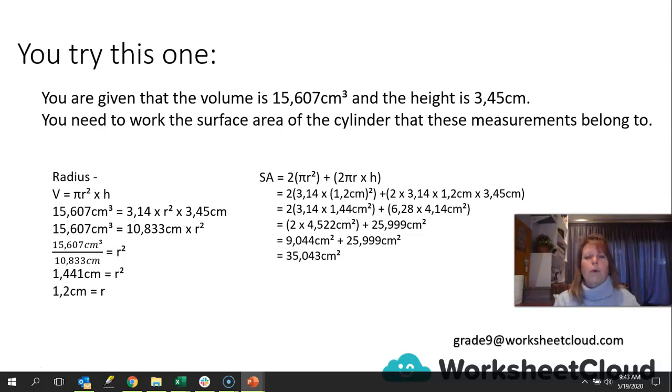If you didn't, remember, go right back to the beginning of you try this one and then play the video again and you will see the explanation. Just remember that that should have been squared.